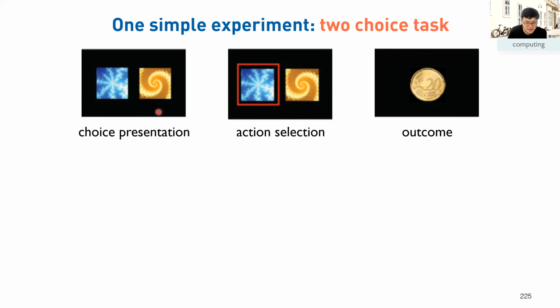In the beginning, we just show participants the two choices, and they're supposed to make an action, make a choice, make a decision between one of the two. So choosing one between the two options. After choosing the option, this one is highlighted. After choosing, the outcome will be delivered. The outcome here is associated with the action.